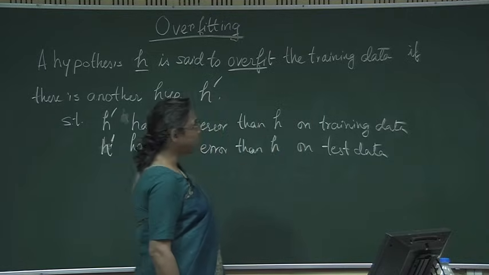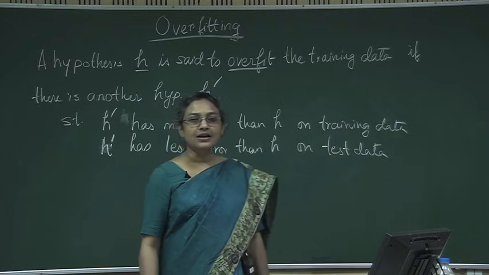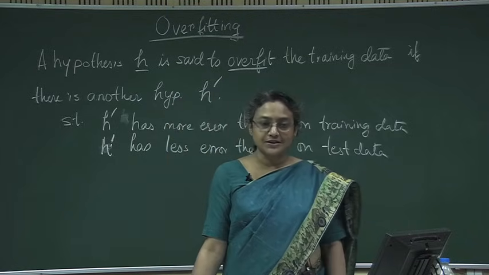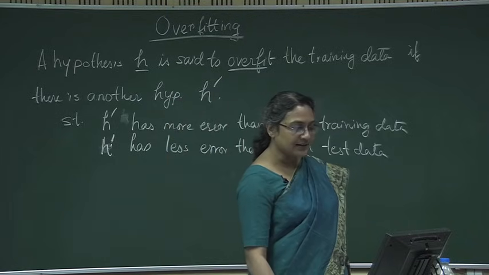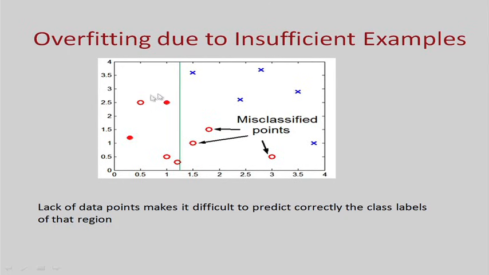Overfitting can also be due to not having enough examples. For example, if you look at this slide, in the bottom portion we do not have too few examples, and because we do not have too few examples, this green line is the ideal.